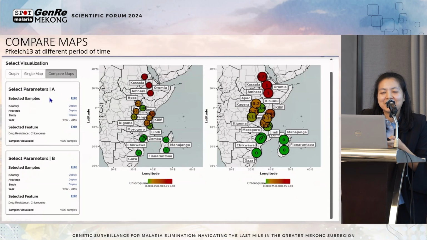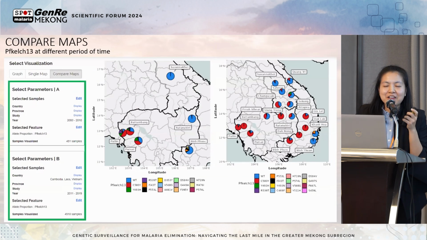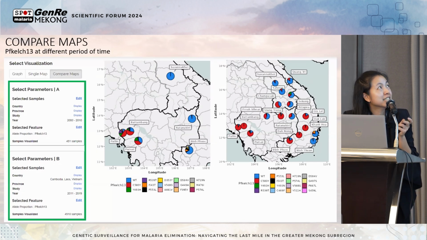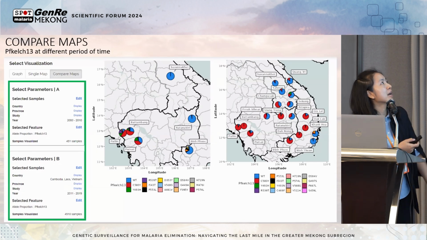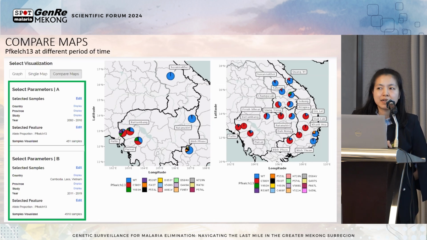I think the video is just running again. For those of you who can't follow, I'll just go to what we got at the end here. After we have done our selection, the first map we selected is from the year 2000 to 2010, and the selected feature is the allele proportion PF-13. Same with the second map, the same three countries, but this time the study period is different, from 2011 to 2019, and the same feature of the map, which is PF-13.